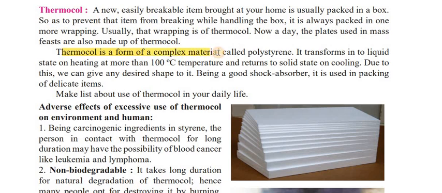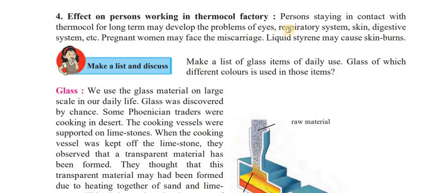Thermocol is a form of complex material. It is called polystyrene. It is made from polystyrene and it can be heated up to 100 degrees Celsius. The effect of thermocol: a person staying in contact with thermocol can develop problems of the eye, respiratory system, skin, etc. Pregnant women may face miscarriage.